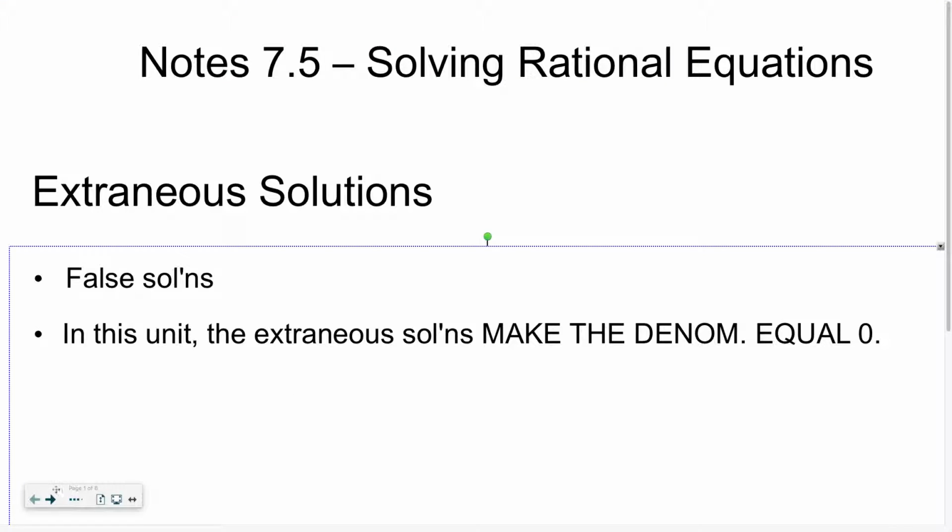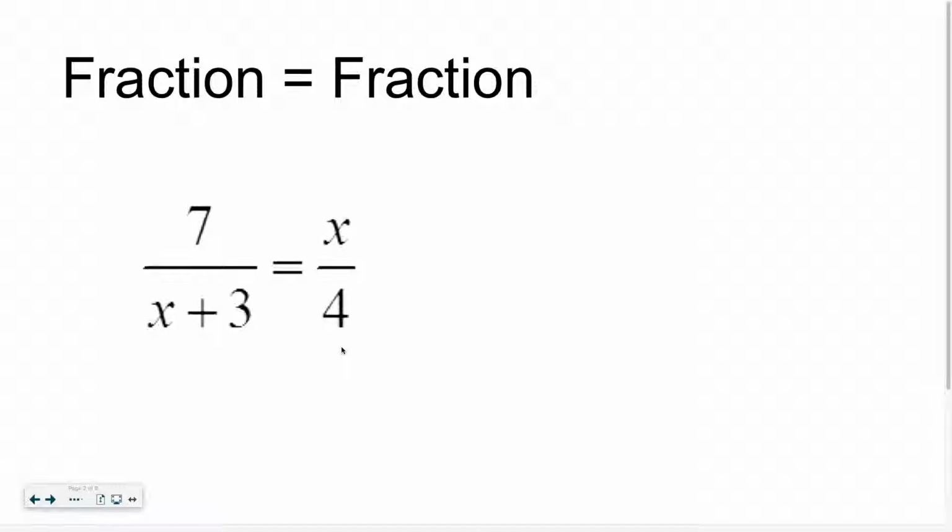Okay, we're going to talk about equations that are set up as fraction equals fraction. So that's my first example over here. Suppose you have 7 over x plus 3 equal to x over 4. Any ideas out there? How do you solve equations that look like a single fraction equals another fraction? Kenzie?